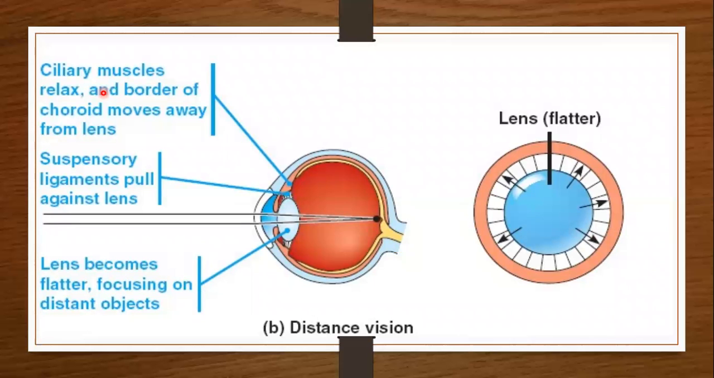You can see the ciliary muscles relax, and the suspensory ligaments become taut, and the lens becomes flatter while focusing on a distant object.